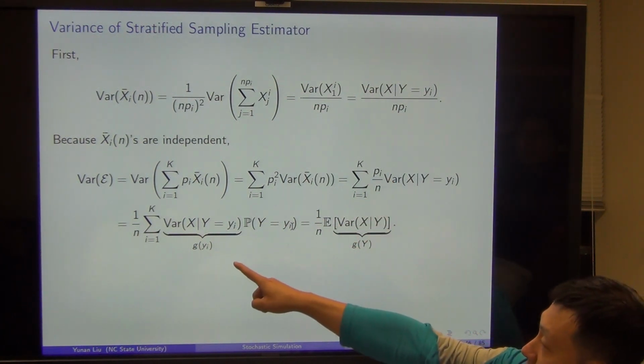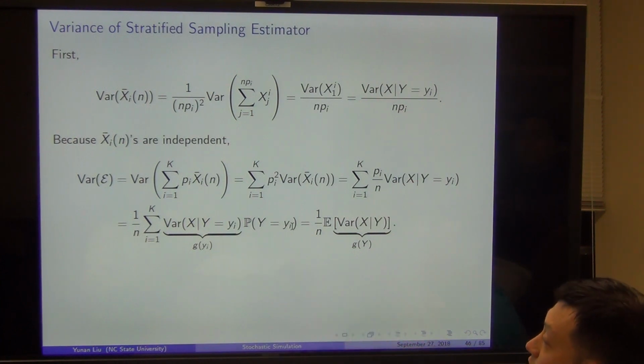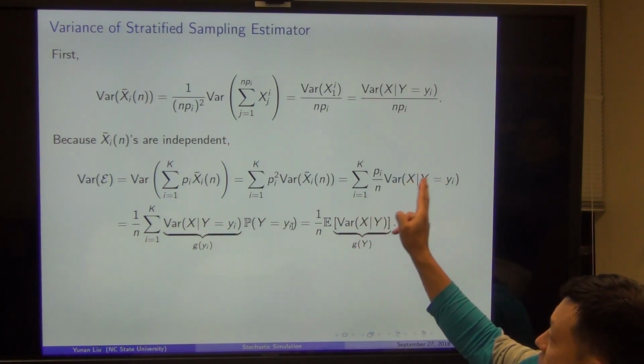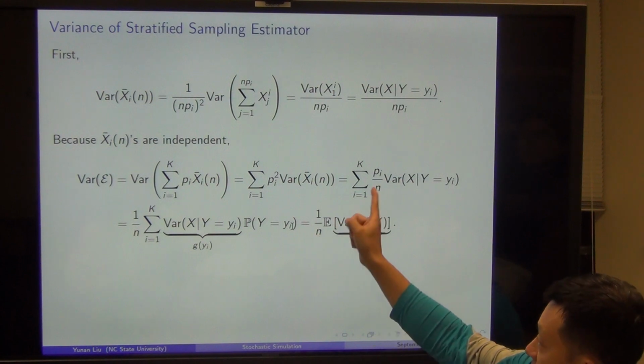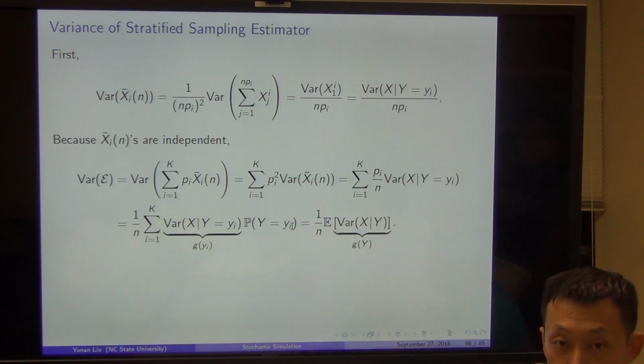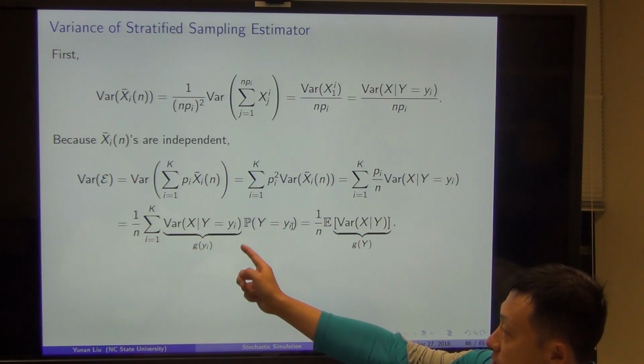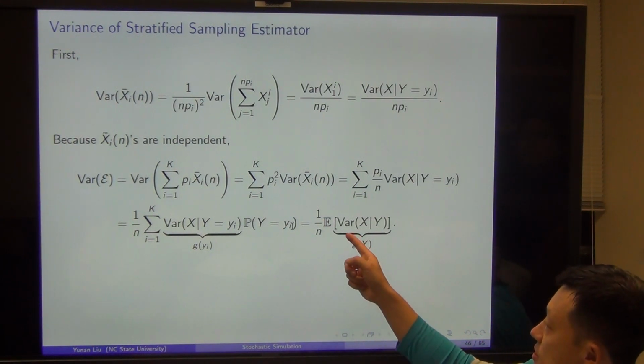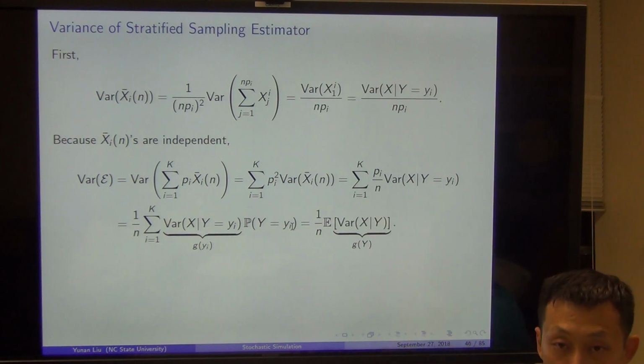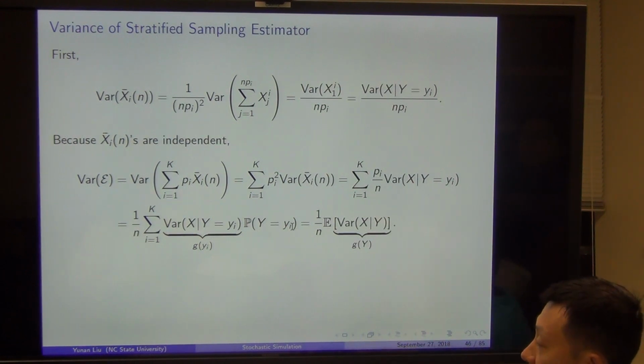Factor out the 1 over n, put it outside the summation. We have the conditional variance times p_i, which is the probability mass of Y at small y. What do we have here? This is our g function as a function of y_i, and this is just the expectation of g of big Y, or the expectation of the conditional variance.